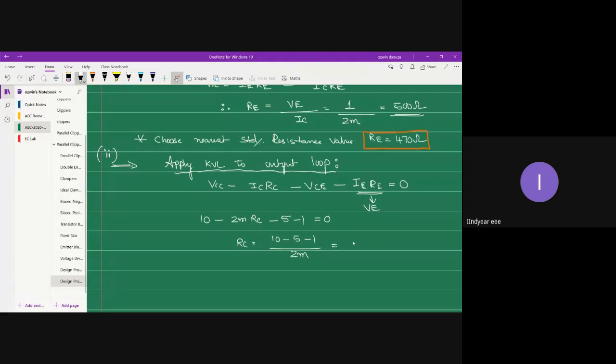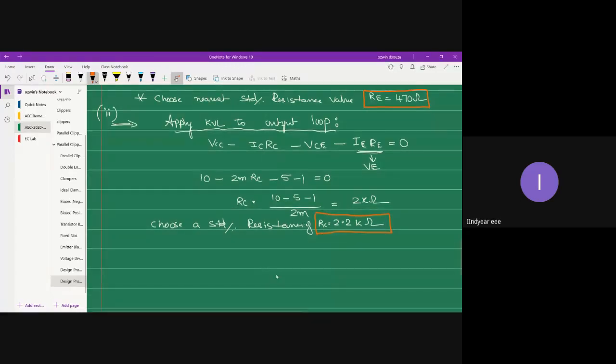4 volts divided by 2 milli is 2 kilo ohm. Again, you don't have a 2 kilo ohm standard resistance, so choose the standard resistance of 2.2 kilo. So 2.2 kilo is the nearest value. Okay, so let me write that's your RC. So the output resistances have been computed. RC is 2.2 kilo ohm.